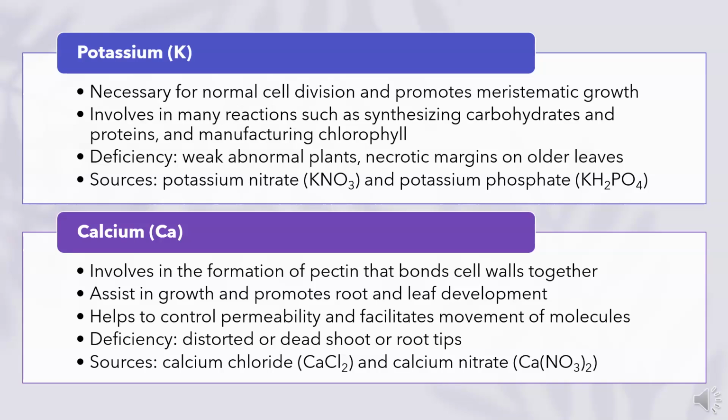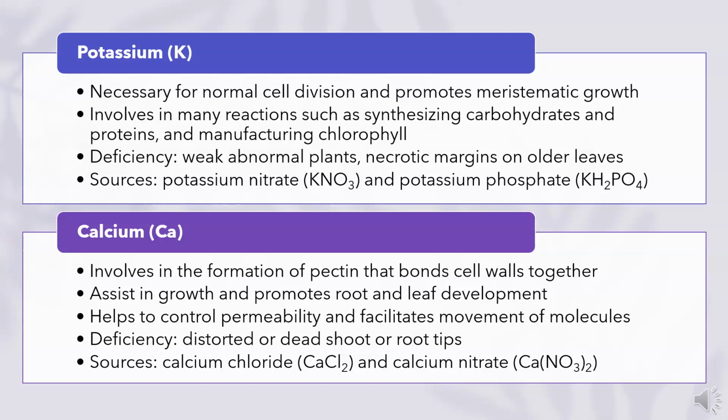Calcium is an integral component of plant cell walls, where it plays a role in the formation of pectin, a substance that bonds cell walls together. It assists in growth, and promotes root and leaf development. Additionally, calcium helps control permeability, and facilitates the movement of carbohydrates and amino acids throughout the plant.